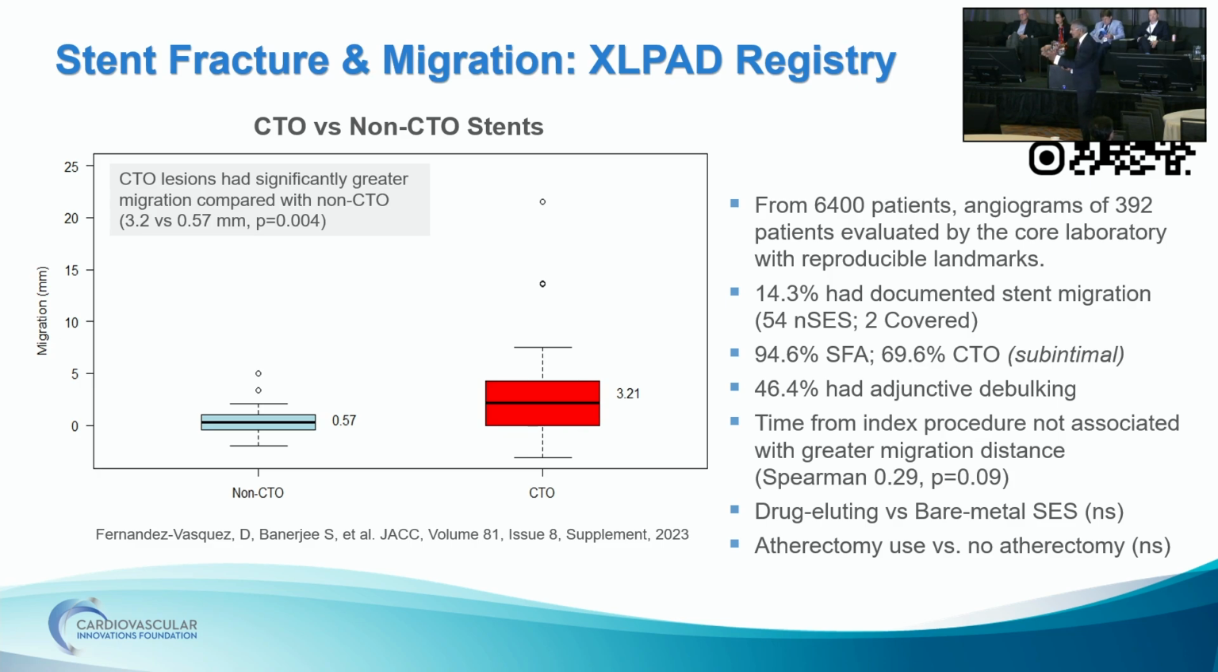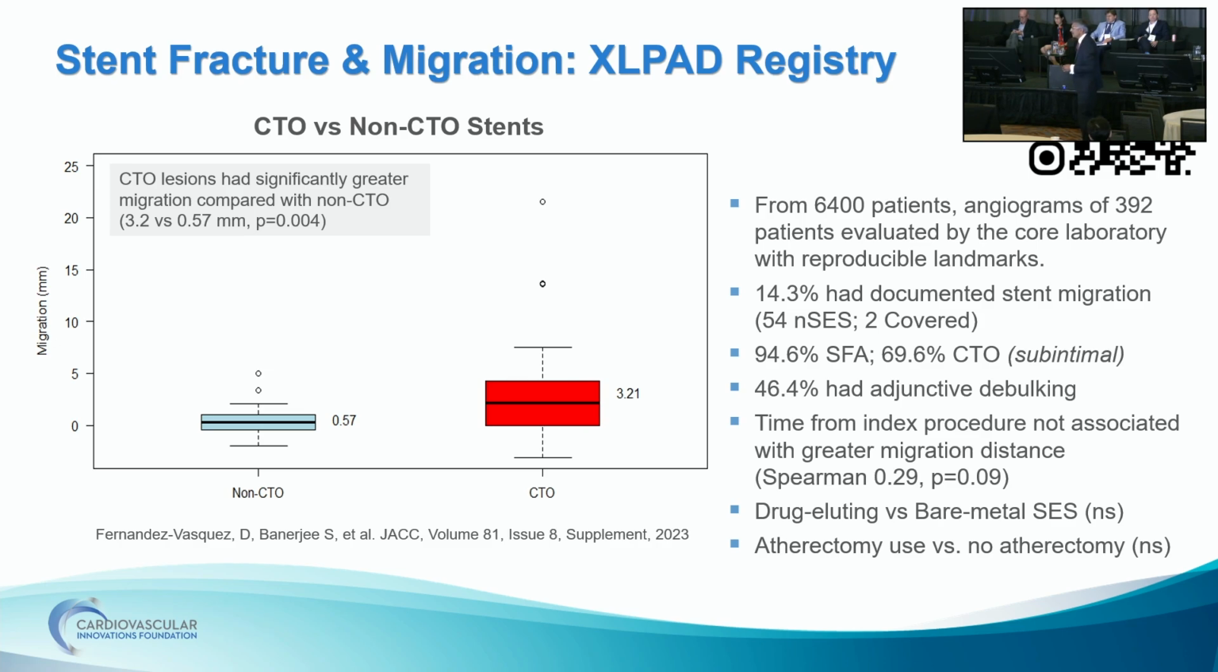But in this documented cohort, 14.3% of these patients had stent migration, and these were randomly selected. So I had no control over who did repeat follow-up angiograms. And we did see a significant difference in the degree of migration between CTOs and non-CTOs. And the initial results do not show any difference based on atherectomy or lack of atherectomy, but there is an early difference detected between subintimal and true lumen approach.